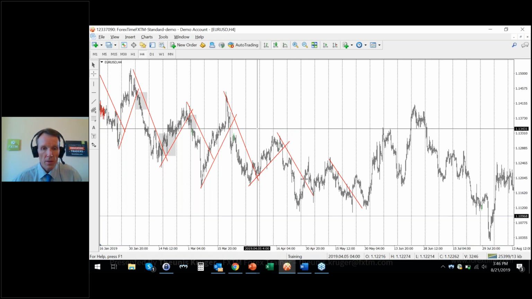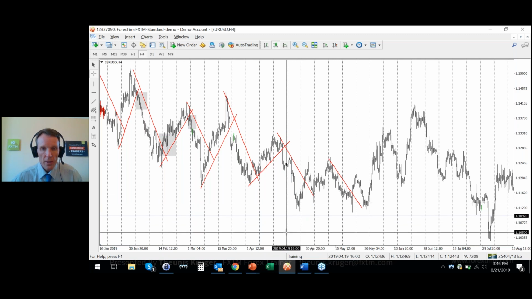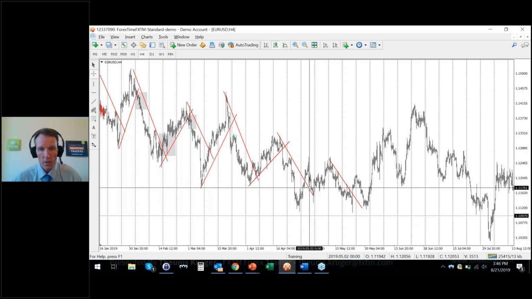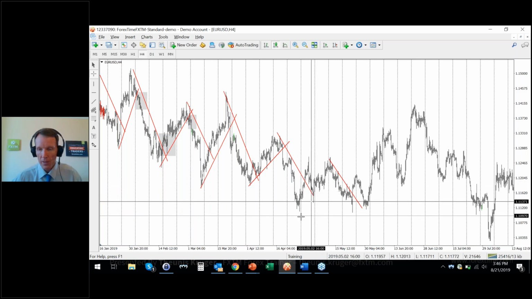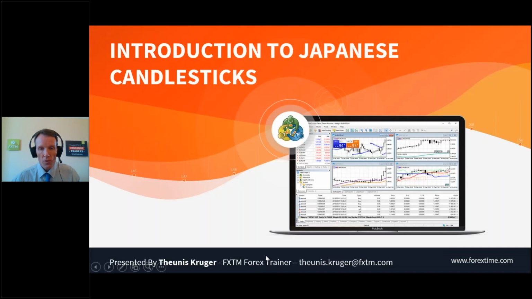Every instrument, be it pairs or commodities or indexes, has its own personality. So the structure is there, but some of them are just more spiky than others. As you experiment with this, you're going to choose pairs that speak to you, that make sense to you. And there's no wrong or right pair or time frame.